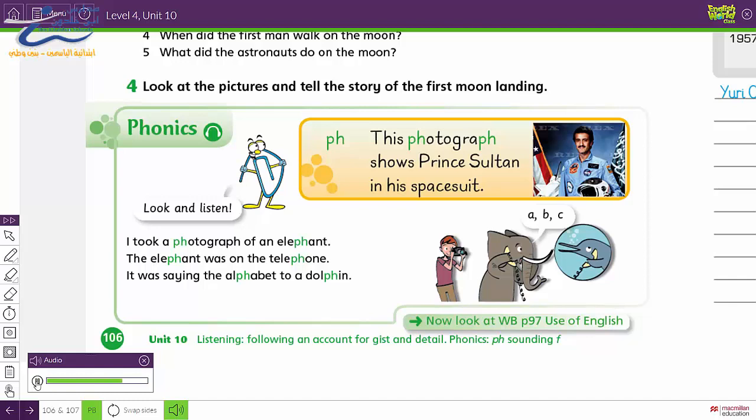I took a photograph of an elephant. The elephant was on the telephone. It was saying the alphabet to a dolphin.